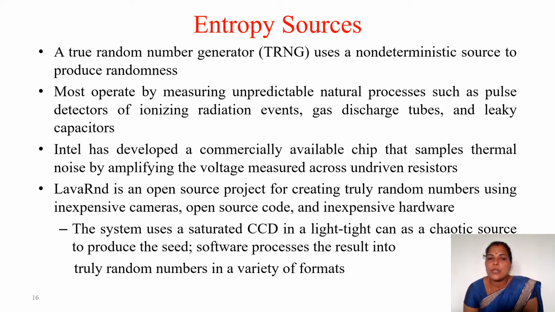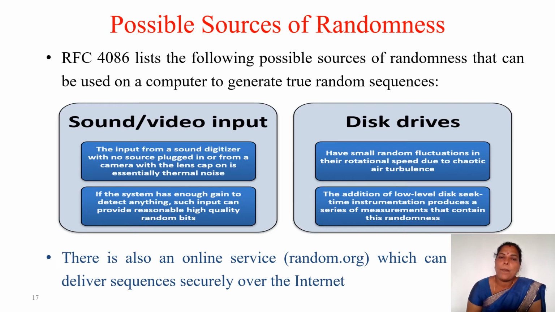inexpensive hardware. So the entropy source, that is the initial value, we can generate using the physical environment of a computer. Whatever devices are available or connected to the computer, we can use them; the values generated by these devices, or the time or clock, anything we can use as an entropy source. RFC 4086 lists the following possible sources of randomness that can be used on a computer to generate true random sequences.